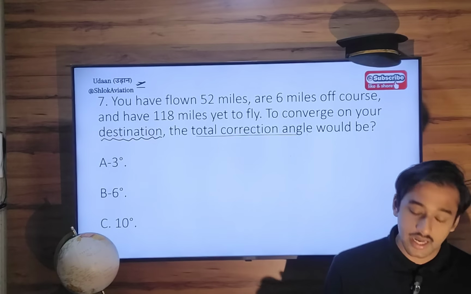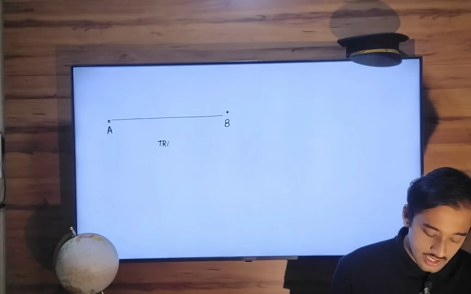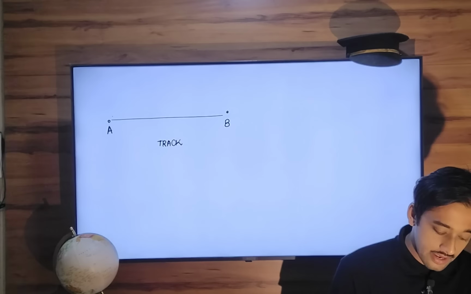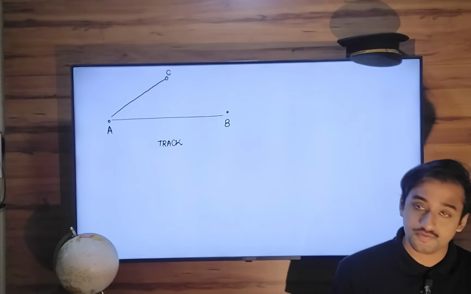So what is the total correction angle required? So let's draw this. There is a departure airport A. There is a destination airport B. This is your track A to B, the original track. But you have deviated from your track, and you are currently at position C.